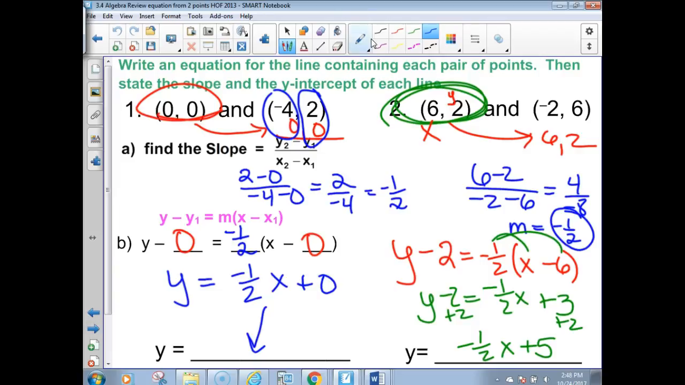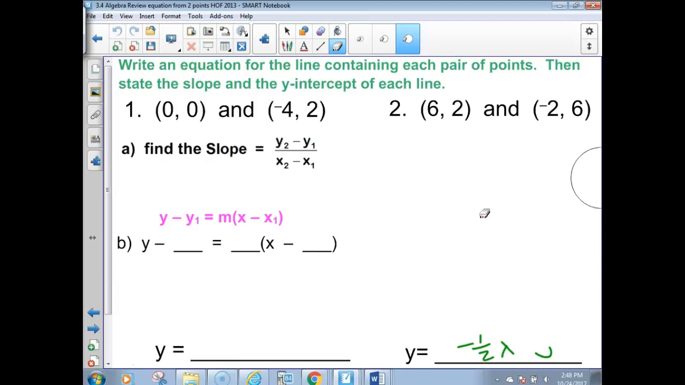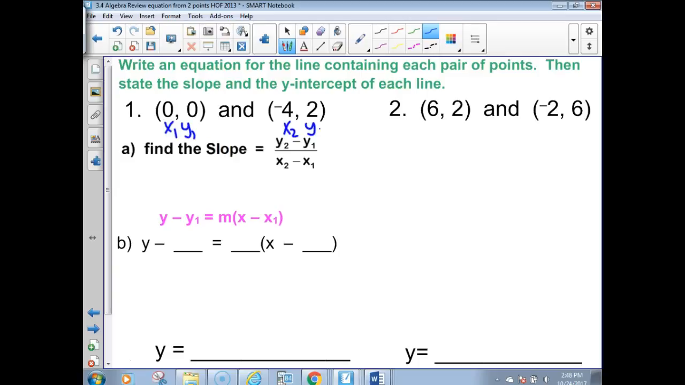Our first example: write an equation of a line containing each pair of points. Then state the slope and the y-intercept of each line. All right, this will be our x1, y1. This would be our x2, y2. First step is to find the slope. Subtracting your y's would give us 2 minus 0. Subtracting your x's would be negative 4 minus 0. Simplifying that would be 2 over negative 4. And that reduced is negative 1/2.